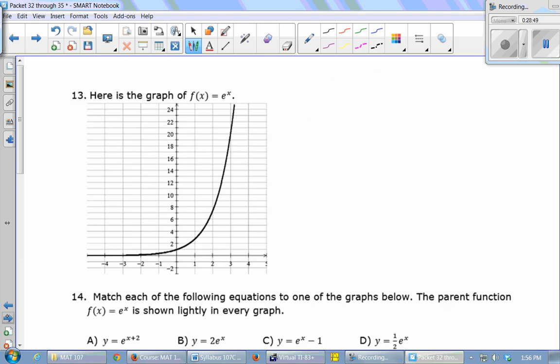And here's a picture of it, e to the x graphed. So we have, this is the point 0, 1, right? For any base, the y-intercept is going to be 1. And then 1 comma this number here would be 2.7183. Because that's your multiplier. And then you'd have 2, this would be 2 comma e squared, whatever e squared is.